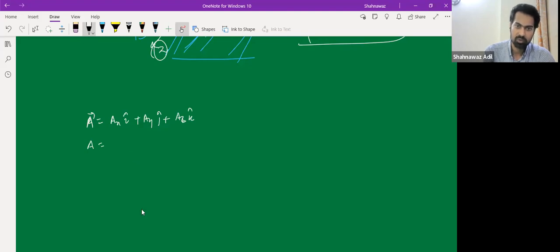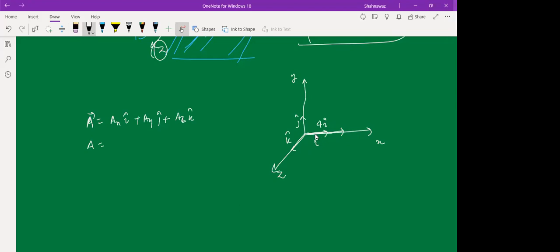So what we do is that we have this x, y, z coordinate, right? And we move along this x direction, so that is called the i hat direction. This direction is called the j hat, and this direction is called k hat direction, right? So let's say I move 4 units in x direction. So my vector would be 4i, right?